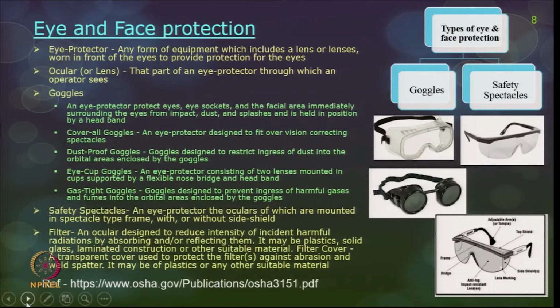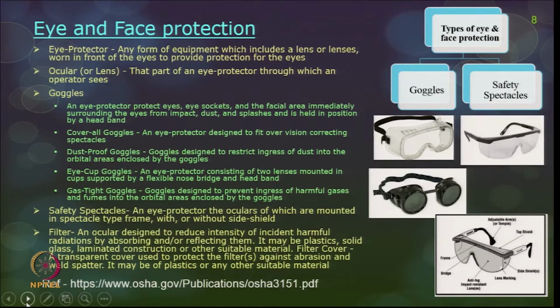So, what are the different eye protectors? Let us go with the terminology. What is an eye protector? It is any form of equipment which includes a lens and is worn in front of the eyes to provide protection to the eyes. And what is an ocular? It is a lens, that part of an eye protector through which an operator can see, that is primarily called an ocular. And the different types of eye protection are goggles, safety spectacles, then you have face shields and hoods, and other varieties; primarily, shields come under that category.